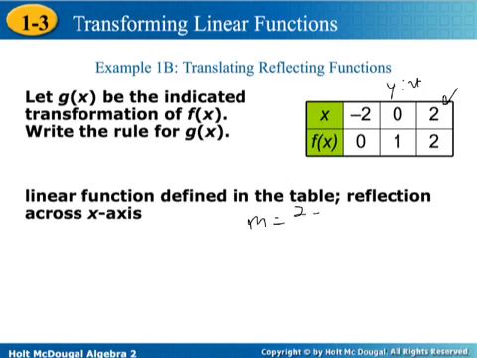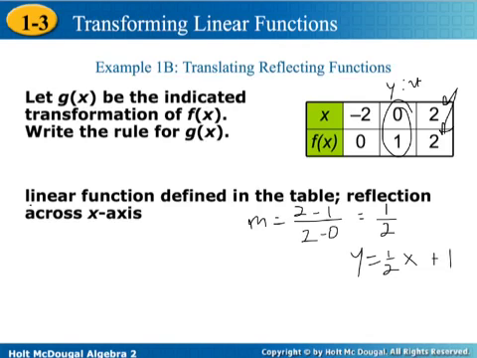2 minus 1 over 2 minus 0. So I get 1 over 2. So there's our slope. Here's our y-intercept. We have y equals 1/2 x plus 1.